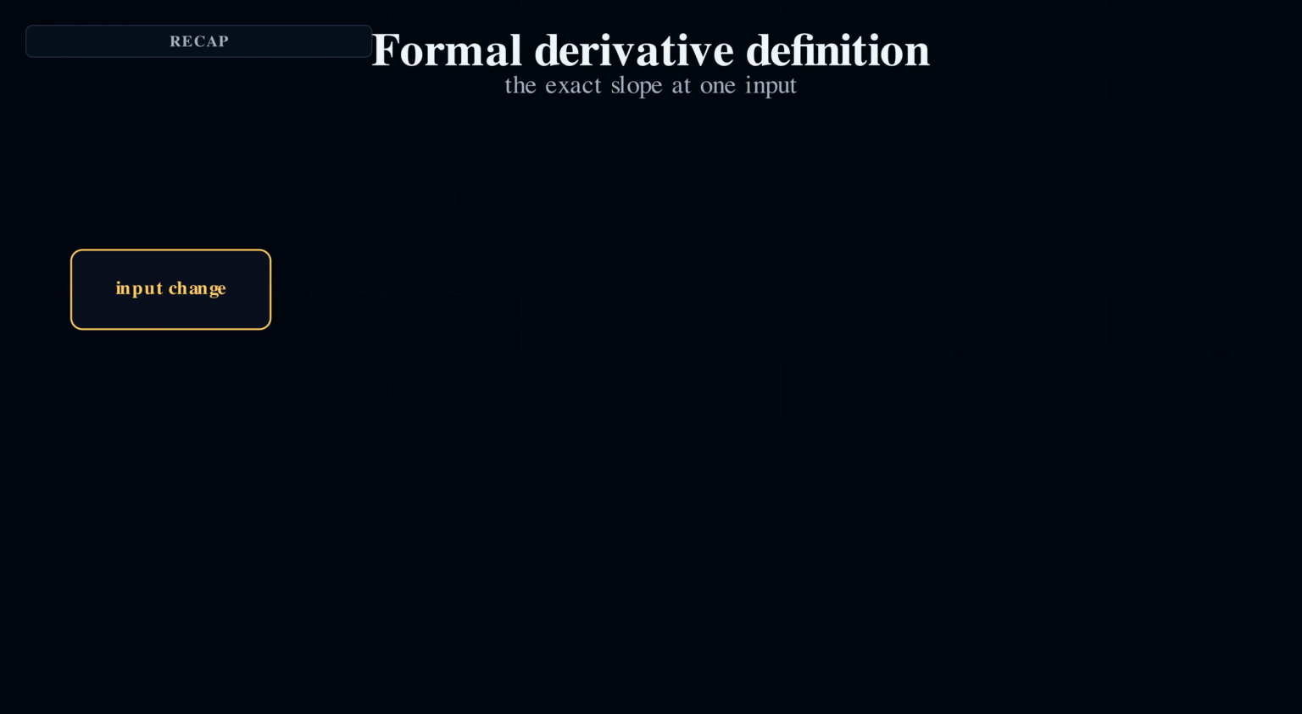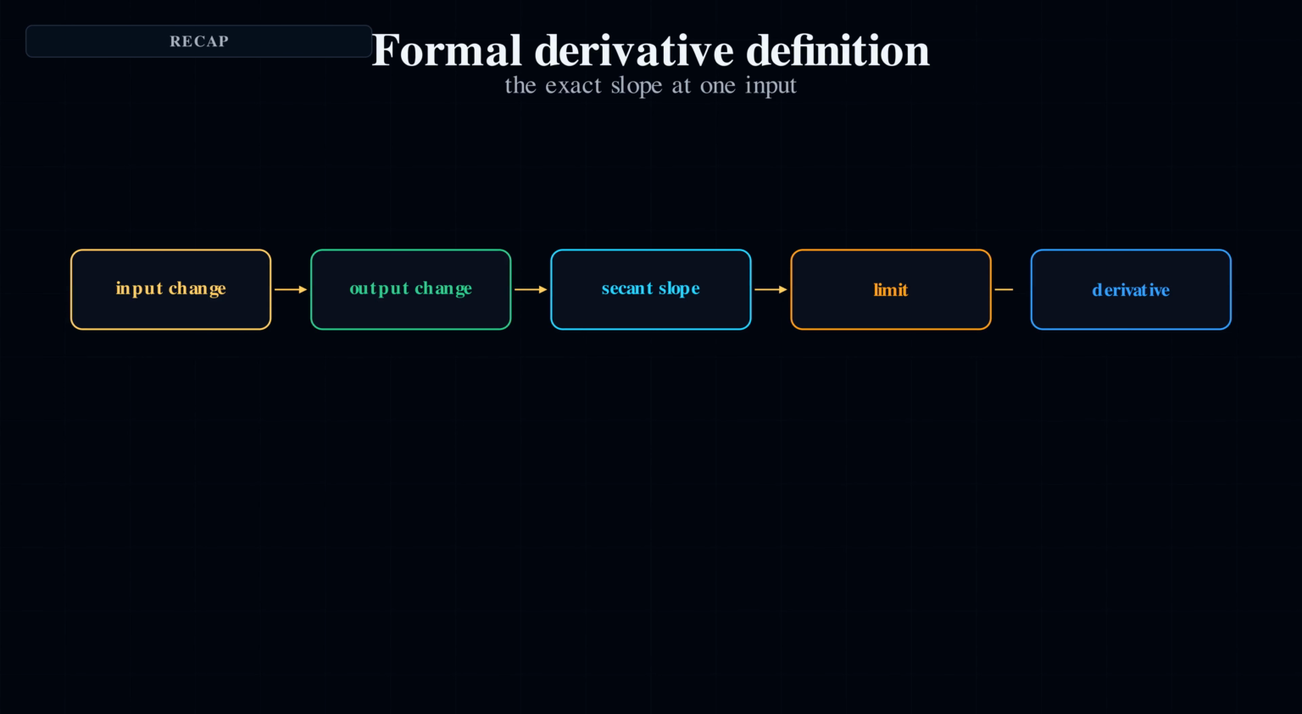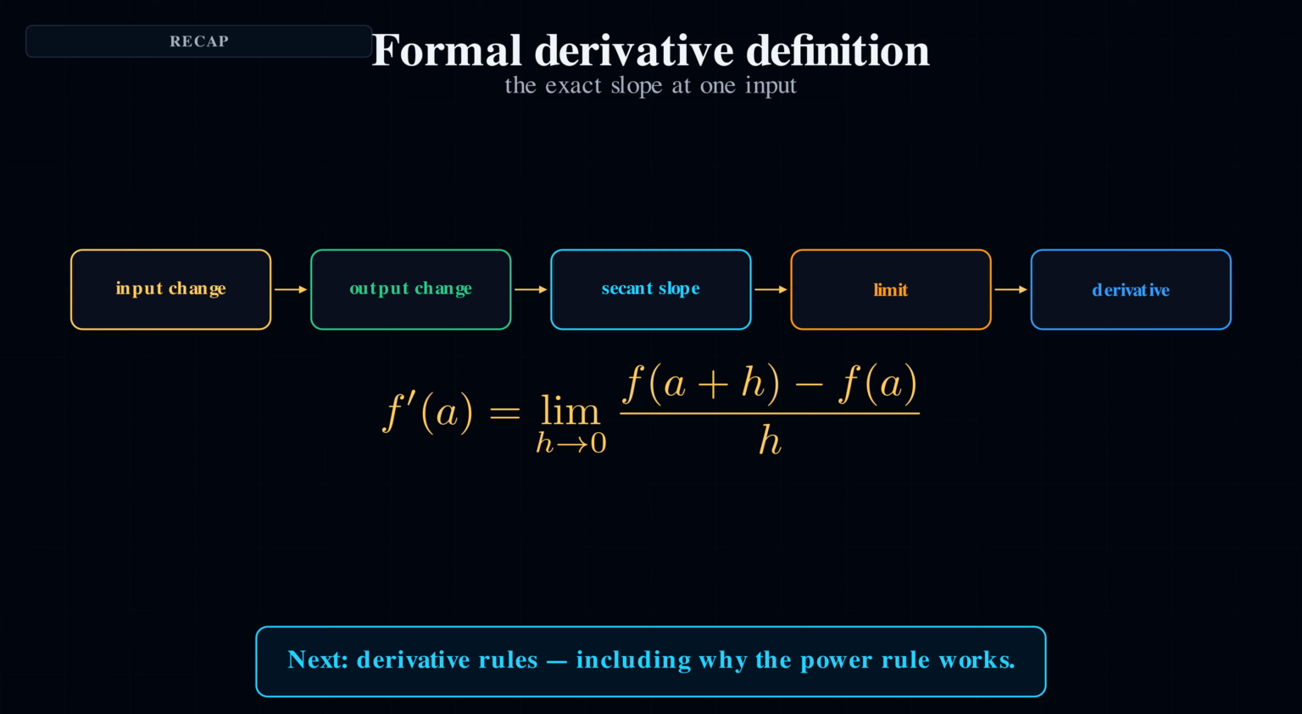Let us summarize. The derivative formula comes from a graph. First we measure input change. Then we measure output change. Their ratio gives the secant slope. Then we let the input gap approach 0. That limit gives the derivative, the exact slope at one input. Next, we will learn derivative rules, including why the power rule works.